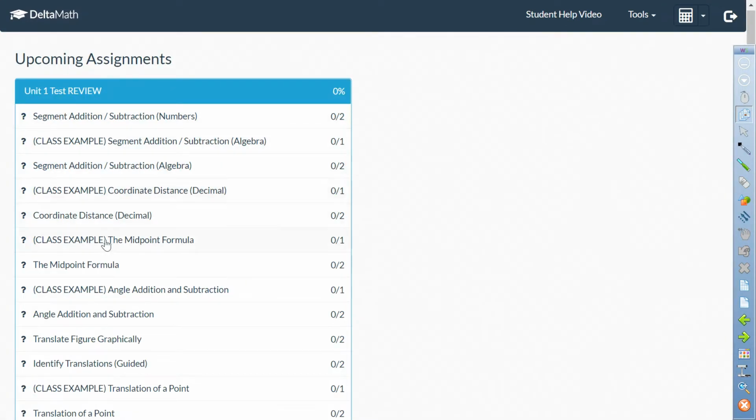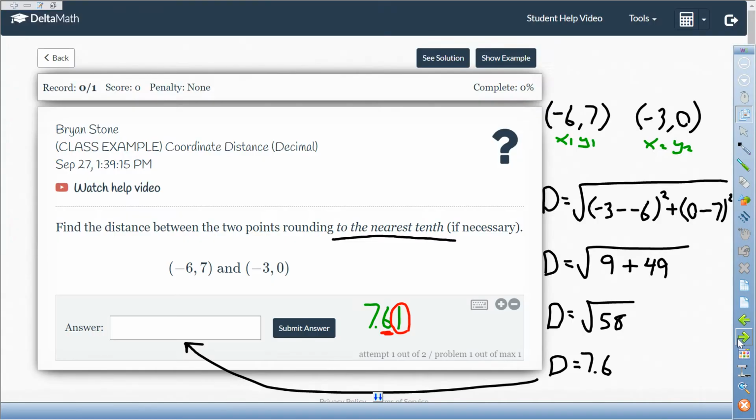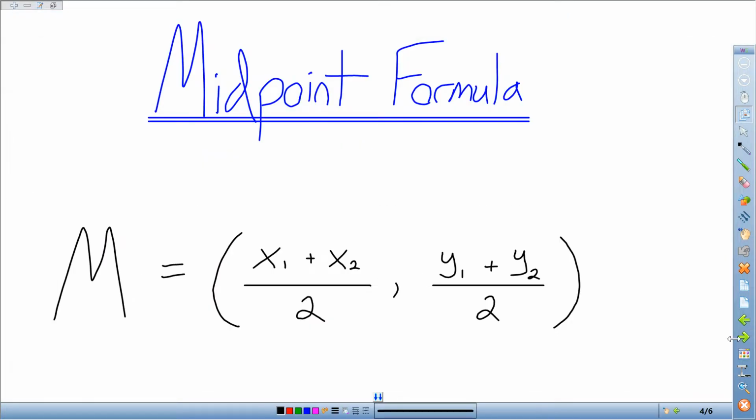Okay, cool. From here, we're going to get into doing the next class example, midpoint formula. Quick reminder, here is the formula for midpoint. Really straightforward. We add our x's, divide by 2. We add our y's, and divide by 2. So don't overcomplicate the midpoint formula.